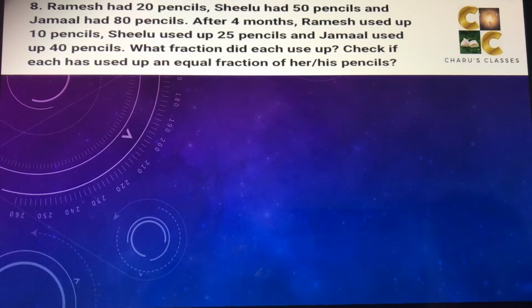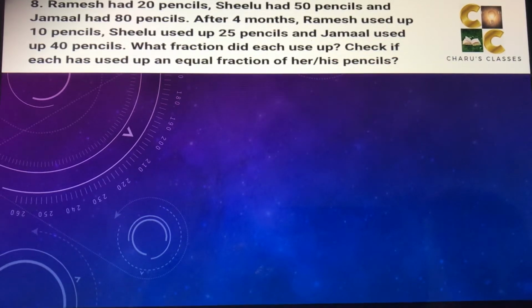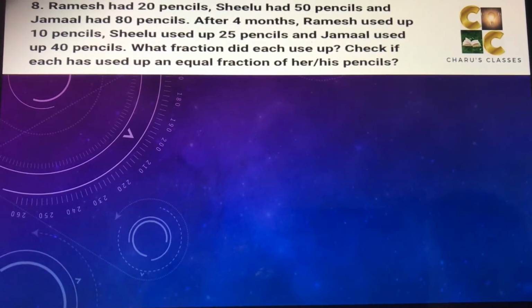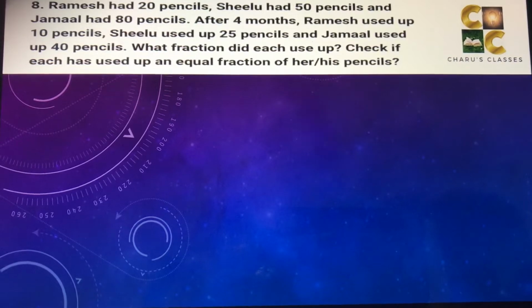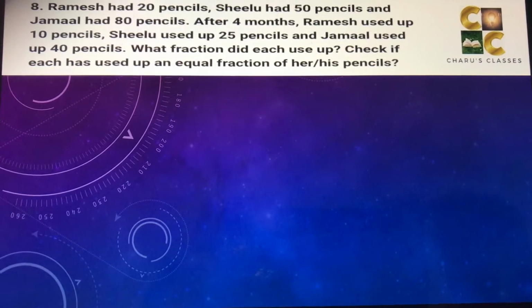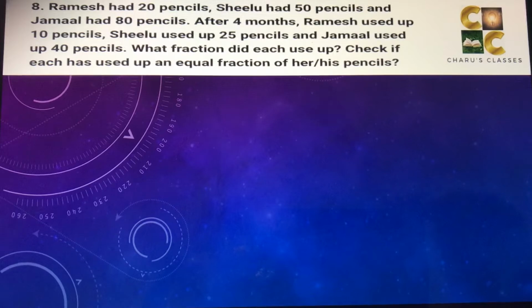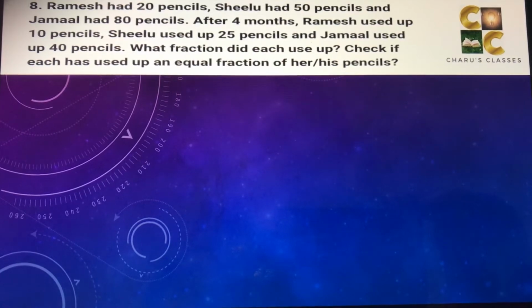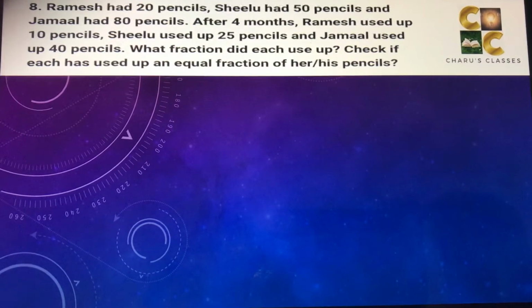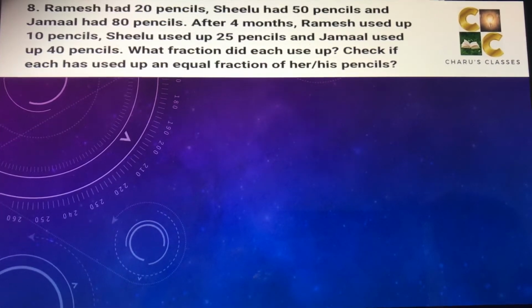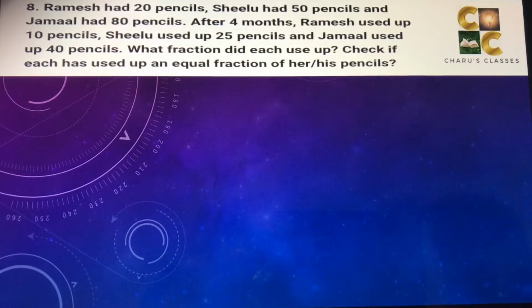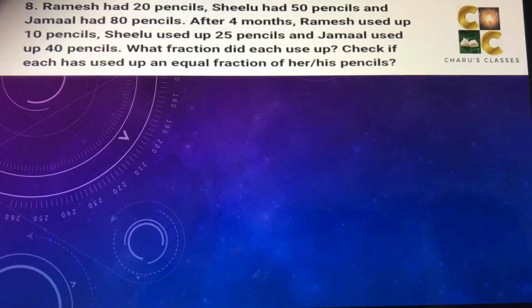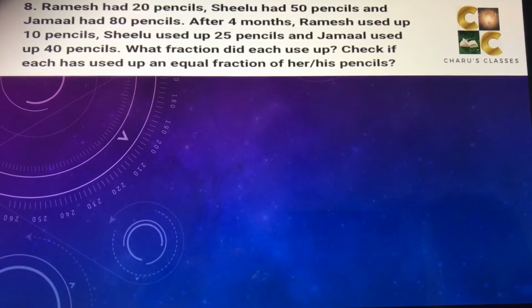Question number 8. Ramesh had 20 pencils, Sheelu had 50 pencils, and Jamal had 80 pencils. After 4 months, Ramesh used up 10 pencils, Sheelu used up 25 pencils, and Jamal used up 40 pencils. तो इनके पास कुछ पेंसिल्स हैं और उन 4 months में उन्होंने कितनी यूज़ कर ली हैं, that is given to us. Now they are asking what fraction did each use up and check if each has used up an equal fraction of his and her pencils.